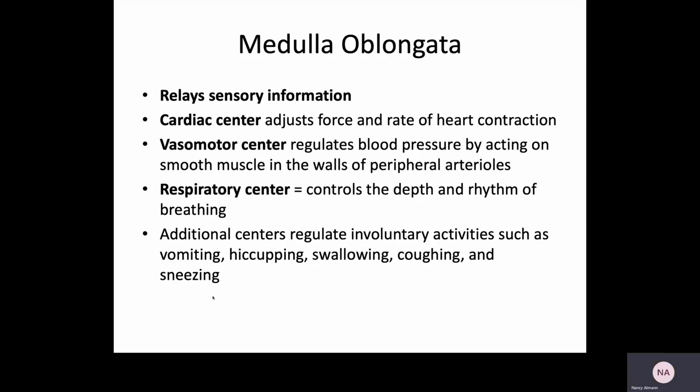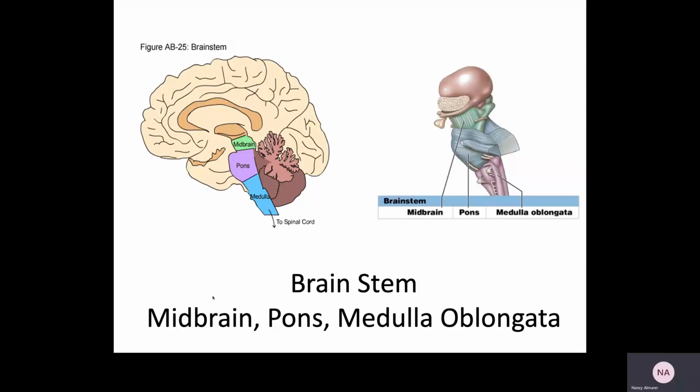The respiratory center will control both the rhythm and the depth of breathing. And there will be a bunch of different additional centers that are going to control a number of involuntary activities. So vomiting, hiccuping, swallowing, coughing, sneezing. Do you remember the area postrema? The area postrema, what is it again? Check that out, is going to be located in the medulla. And there you have it.